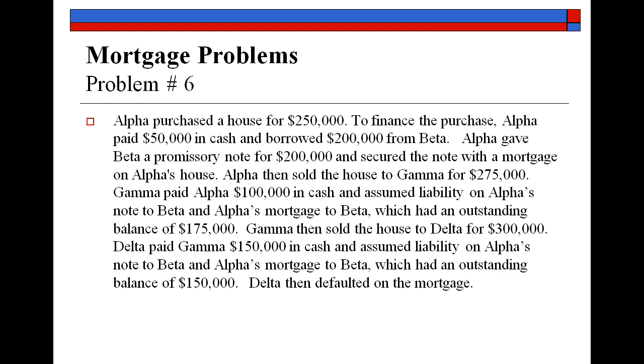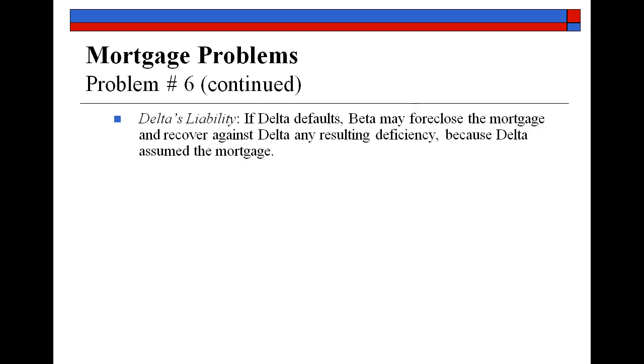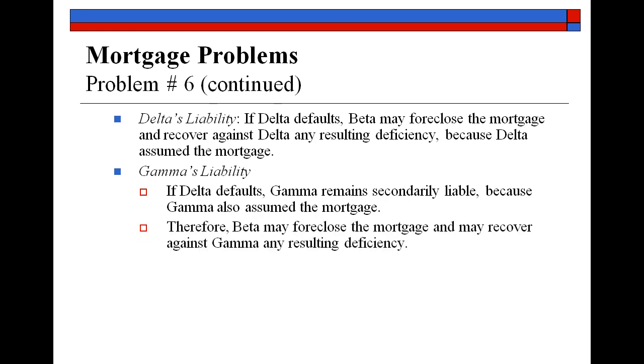The question becomes, who is liable on that mortgage? Let's begin with Delta. If Delta defaults, Beta may of course foreclose on the mortgage. And because Delta assumed the mortgage, Delta is also responsible for any deficiency. What about Gamma's liability? If Delta defaults, Gamma remains secondarily liable on the mortgage because Gamma also assumed the mortgage. So Beta may foreclose on the mortgage and may recover against Gamma any resulting deficiency.